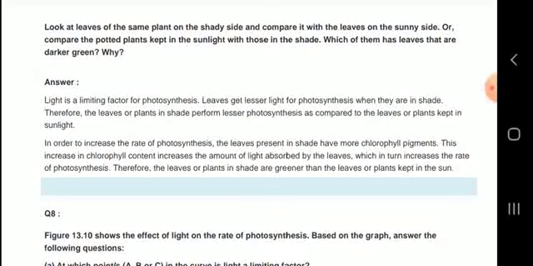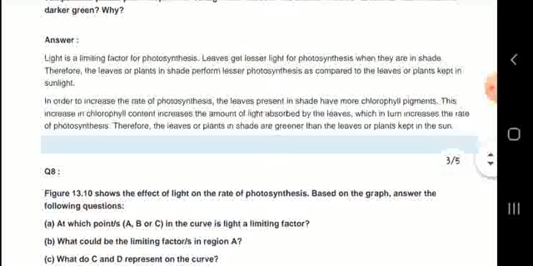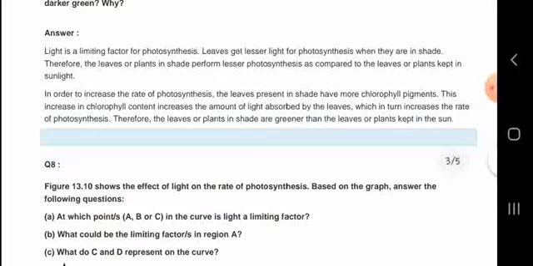Look at the leaves of the same plant on the shady side. They get less light for photosynthesis when they are in the shade. So therefore, the leaves of plants in the shade perform lesser photosynthesis.